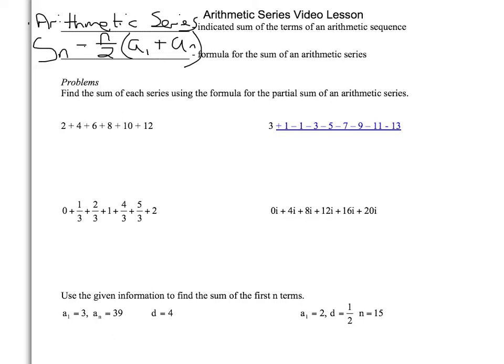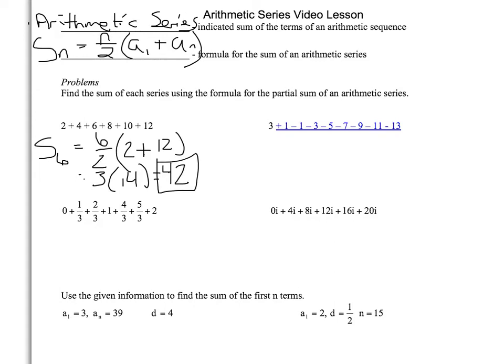It says find the sum of the series using the formula of the series. So if I look at this first problem, I have 1, 2, 3, 4, 5, 6 terms. So I want to find the sum of the first 6 terms. So it's going to be 6 over 2 for the n times a1, which is the first term, plus an, which is the last term, 12. So this is 3 times 14, which equals 42. And that's your answer there.